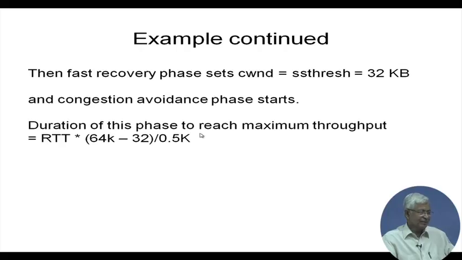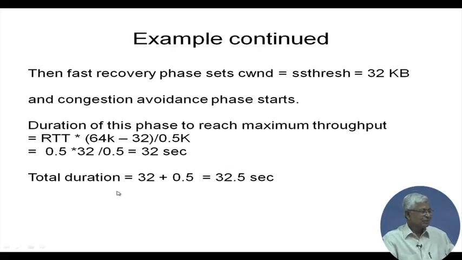Now, because cwnd is more than SS threshold, the duration of this phase to reach the maximum throughput, which is 64 kilobyte, is (64k minus 32k) divided by 0.5k, that is 32k divided by 0.5, times RTT. So, that makes it 32 seconds, just like our earlier example, it takes that much time. So, the total duration is 32.5 seconds.